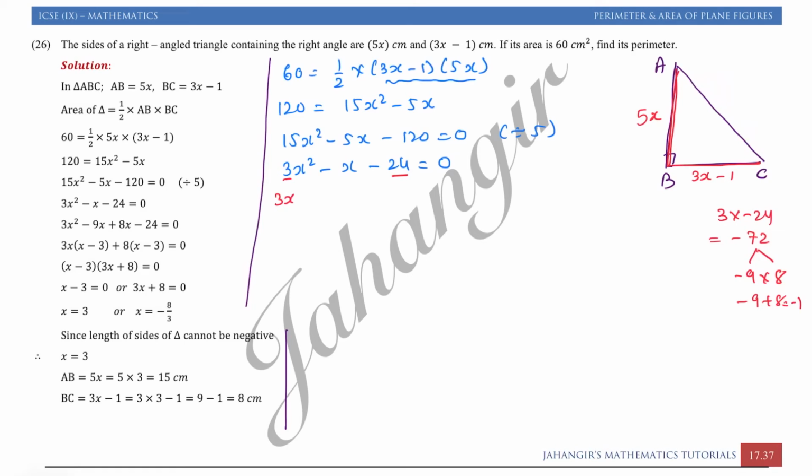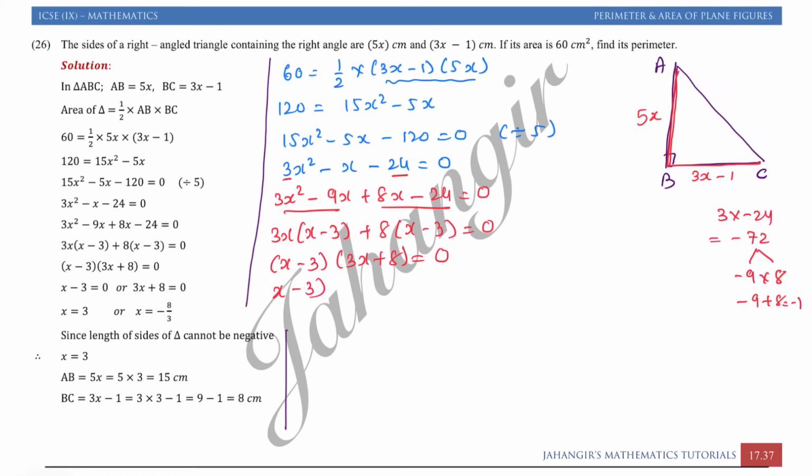So I can write 3x square minus 9x plus 8x minus 24 is equal to 0. Taking out common, 3x(x minus 3) plus 8(x minus 3) is equal to 0. (x minus 3)(3x plus 8) is equal to 0. See, this is the product of two numbers. So if the product of two numbers is 0, then either number can be equal to 0. So putting each bracket as 0: x minus 3 equal to 0, or 3x plus 8 equal to 0.